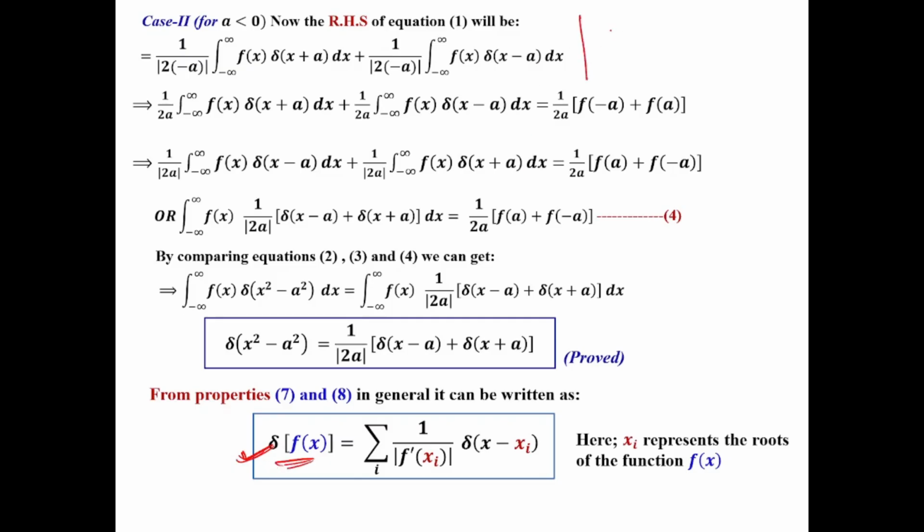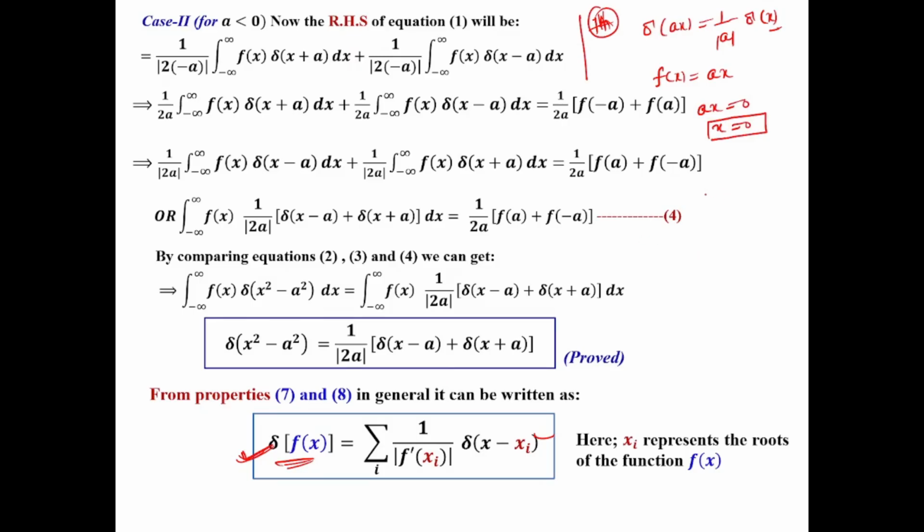Okay, now likewise, the seventh property also we can verify by considering this one. According to the seventh property, we had delta(ax) equal to 1 by mod a delta(x). This was our seventh property, which we already proved. And here f(x) equal to ax, right? If I try to find the root, that means ax equal to 0, x equal to 0. Only one root is there, that is x equal to 0.